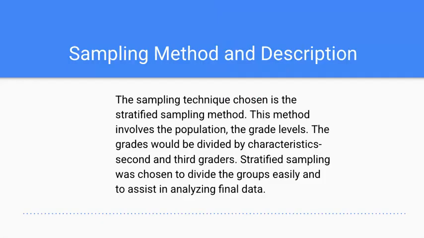First, we have the sampling method and description. The sampling technique chosen is the stratified sampling method. This method involves the population, which is the grade levels. The grades would be divided by characteristics, second and third graders. Stratified sampling was chosen to divide the groups easily and to assist in analyzing final data.